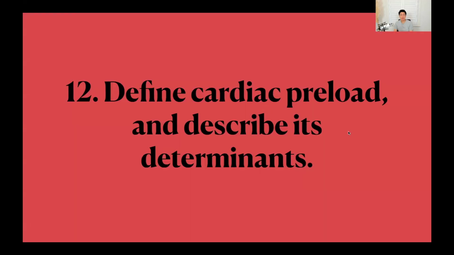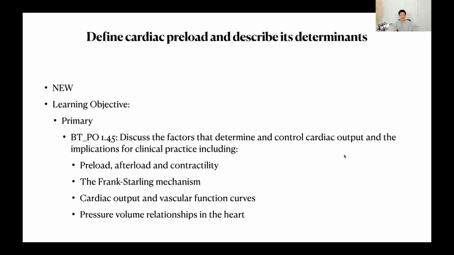This is a new question, and you look at it and you go, this is really a core question. But yes, this is the first time this question has been asked. Define cardiac preload and describe its determinants. The learning objective is based on BTPO 1.45, which is discuss the factors that determine and control cardiac output and the implications for clinical practice. And the ones that we need to know about are preload, afterload, and contractility, the Frank-Starling mechanism, the cardiac output and vascular function curves, and pressure-volume relationships in this curve.